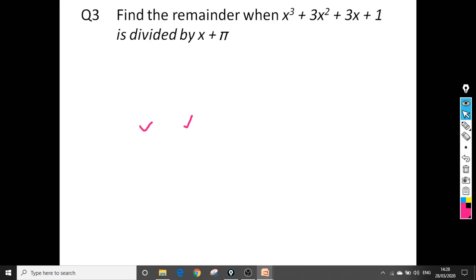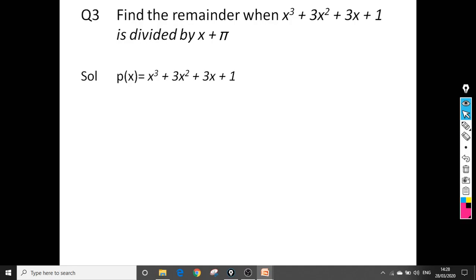We have another problem. This is the third question on this concept. Find the remainder when this polynomial x cube plus 3x square plus 3x plus 1 is divided by x plus pi. As you know, pi is an irrational number. So let us try this problem. The process is the same for this question.